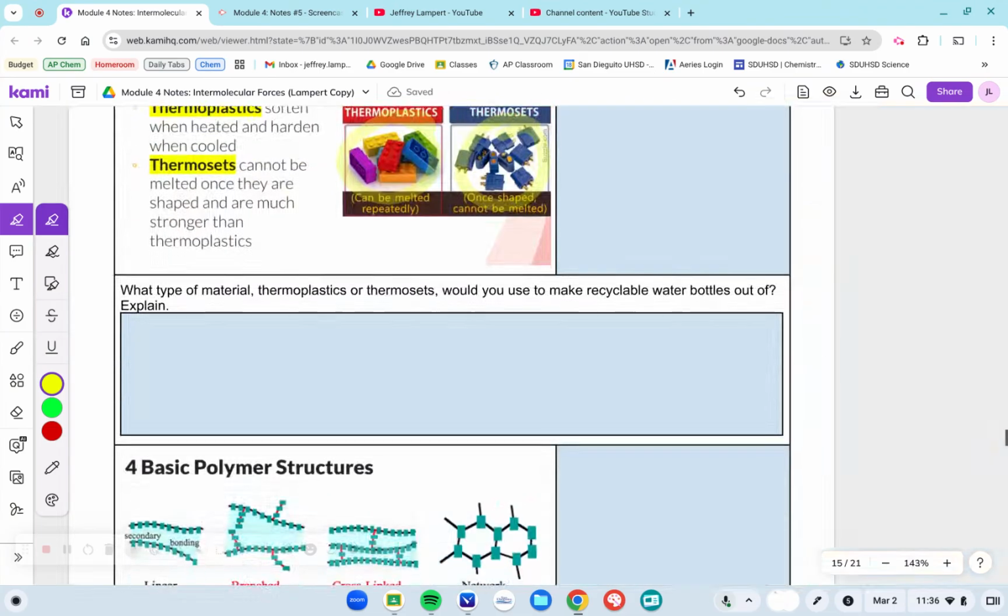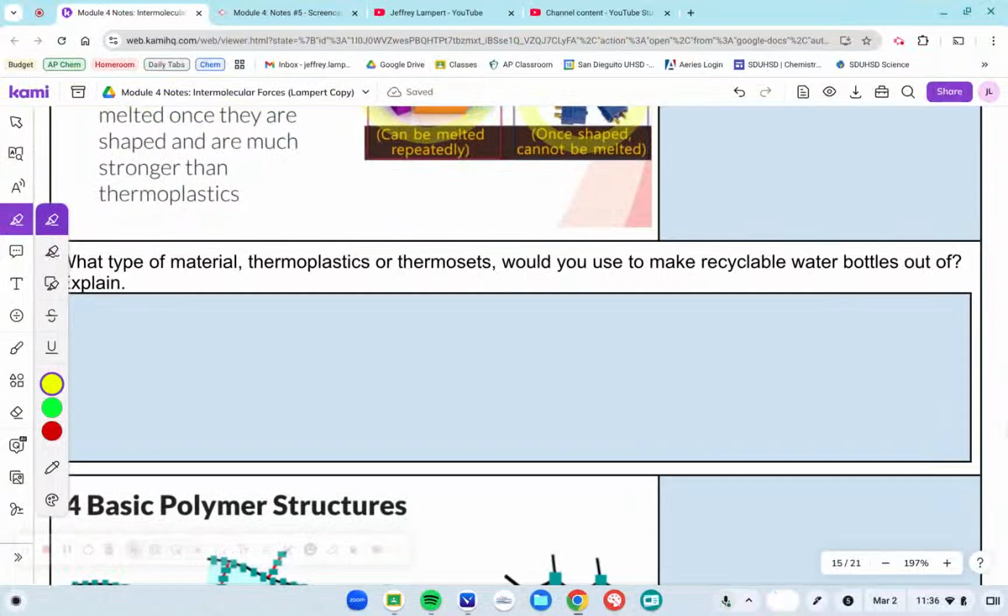So what I want you to try and think of now, what type of material would you use to make a recyclable water bottle? A thermoplastic or a thermoset? Try and think about their properties and make a decision and then explain your answer.